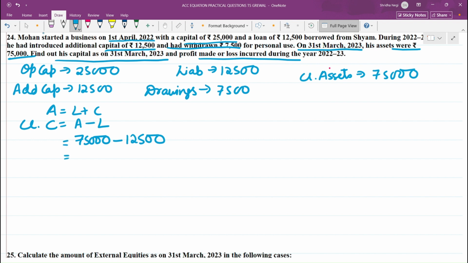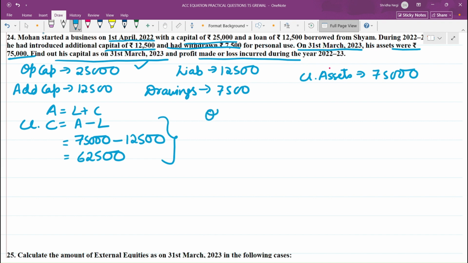Because nothing is mentioned, that means it is still there till the end, that it has been paid or not. ठीक है? So how much is the closing capital now? The closing capital will be 62,500. 62,500 is the closing capital. Why? Because we have used this closing asset and your liability through this equation. Now, तो आपको capital तो पता चल गई closing. Now, what is the profit or loss?